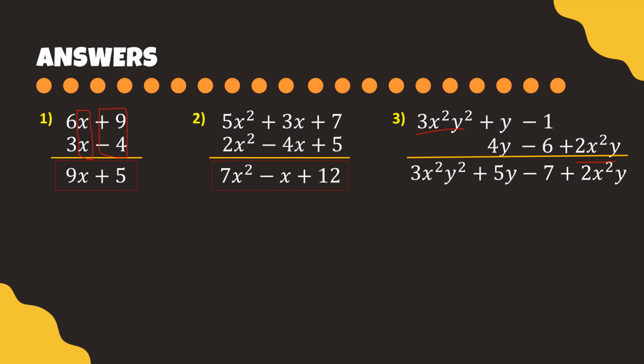So you may have this answer at first, 3x squared y squared plus 5y minus 7 plus 2x squared y. However, we need to rewrite it in standard form, that is, the degree is from highest to lowest. So as final answer, you have 3x squared y squared plus 2x squared y plus 5y minus 7.